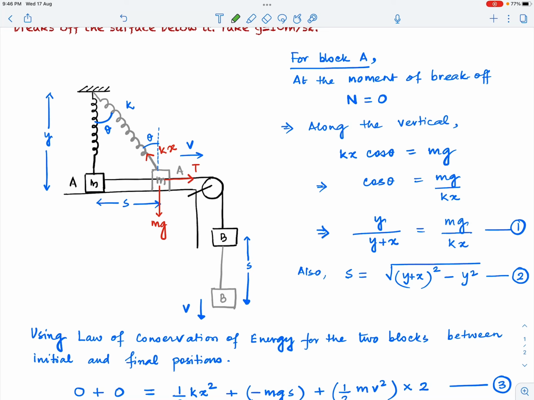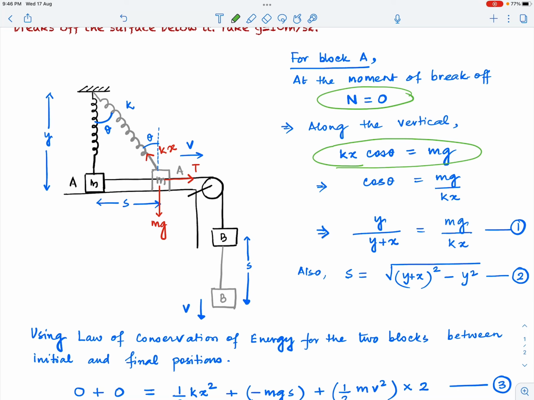So, we will start. First of all we will find out the condition for the normal reaction between block A and the ground to become 0. We say that at the moment of break off, the normal reaction N between block A and the ground will become 0, so that along the vertical we can balance forces like this.